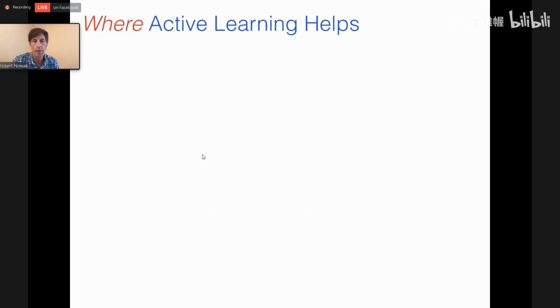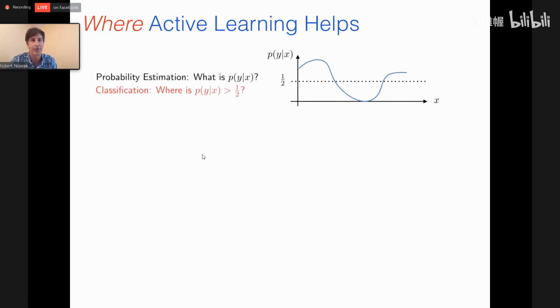Great. So before I get into things, I just want to give people a sense of where active learning helps. And I really want to emphasize that word where, because what I'm going to try to make a distinction of here is the difference between what I call what information and where information. So let me illustrate this dichotomy in a couple of examples. So let's think about probability estimation. I'm just looking at the conditional probability of Y given X, and I'm drawing that function over on the right there. So estimating the probability of Y given X at each point X, that's a what question.